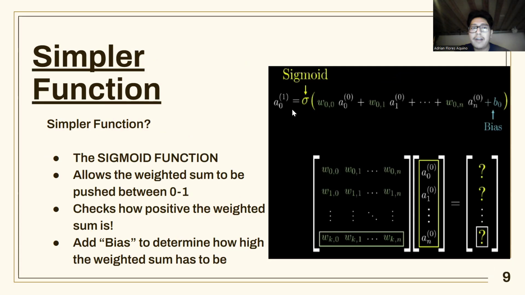And similar to linear algebra, we are going to be using the matrix to better understand it. And as you can see, we have the sigmoid, the weights, and then the bias. If you guys don't really know what the bias is, it's pretty much used to determine how high the weighted sum has to be. So kind of to set a limit to it. And this essentially will help check how positive the weighted sum is. And what you can see right here, we have the weights, the matrices, and then it would give us our output.